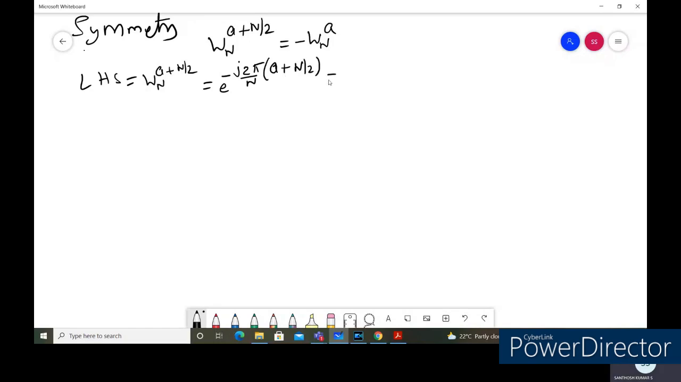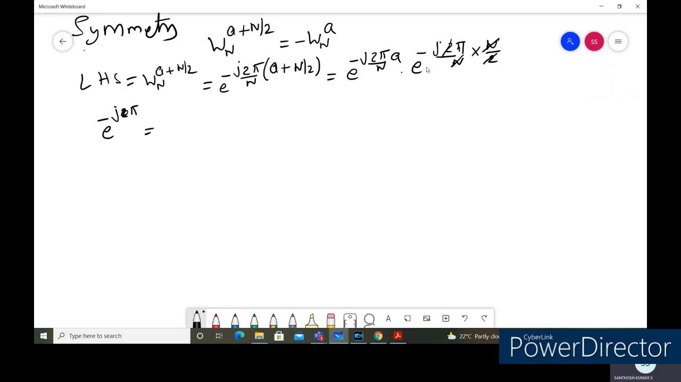This we can rewrite as e to the power of minus j 2 pi divided by N into a. I'm going to apply the law of indices for the exponential terms. The remaining quantity is e to the power of minus j 2 pi divided by N into N by 2. Here N and N get cancelled, and 2 and 2 get cancelled. The remaining quantity is e to the power of minus j pi. Let us find out its value by converting it in terms of the sine and cos functions.